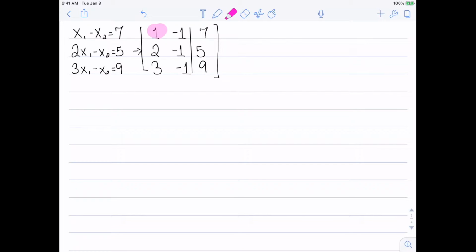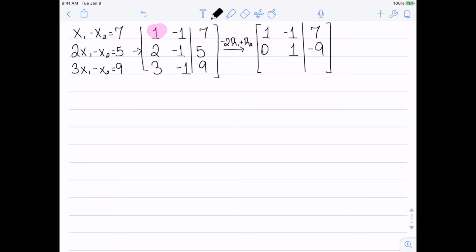We need the first entry to be a 1, which it already is, so let's work on getting zeros below it. The second row has a 2, so we need to subtract 2. So we'll do -2 row 1 plus row 2. We know the first row will stay the same. So we then have negative 2 times 1 is negative 2, plus 2 is 0. Negative 1 times negative 2 is 2, minus 1 is 1. Negative 2 times 7 is negative 14, plus 5 is negative 9.